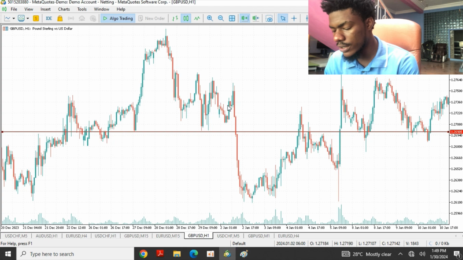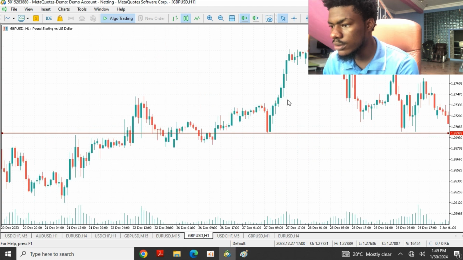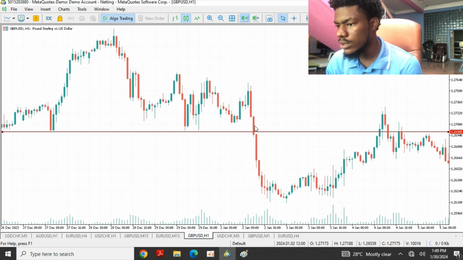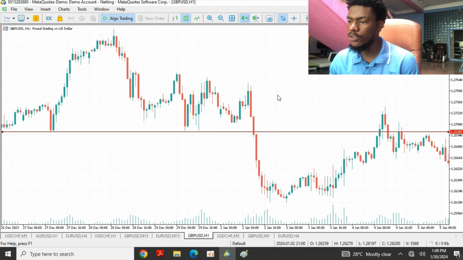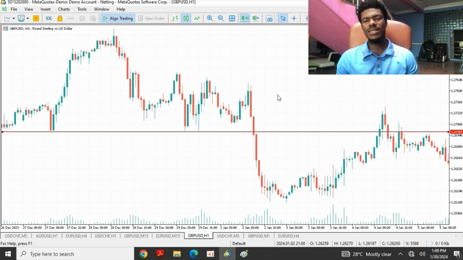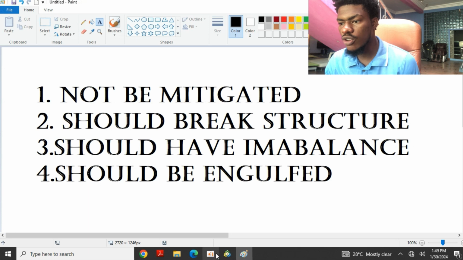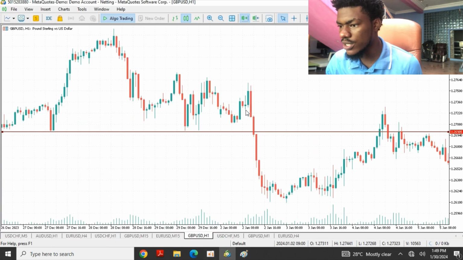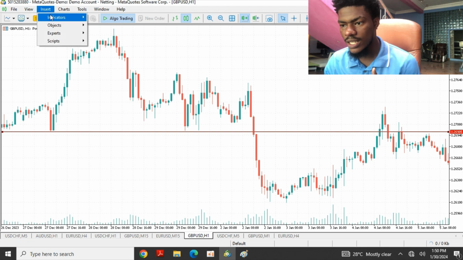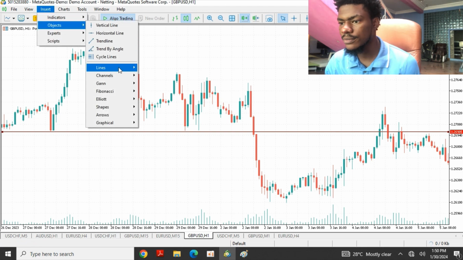Let me zoom in a little bit. This last bullish candle before this bearish expansion here, that's what we're going to mark an order block from. Now let's see if that order block actually carries all the four properties we're talking about. What's our number one property? It should not be mitigated. The order block is a free order block. It has not been mitigated. So that's fulfilled one property.